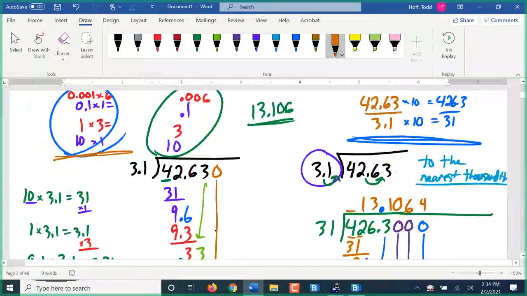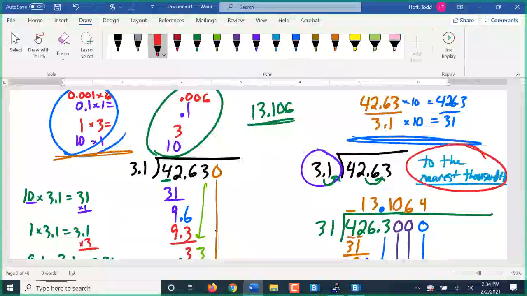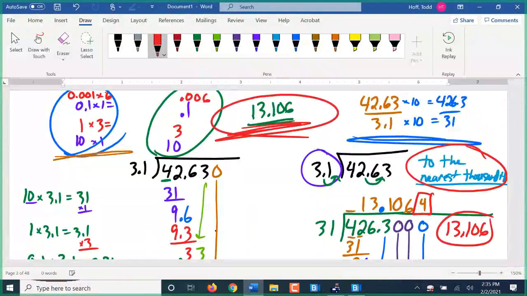The reason we had to go one more digit is when we say to the nearest thousandth, we are rounding to the nearest thousandths, which implies that we have to know the next digit so we know whether we stay there or round up. This next digit being a 4 tells us that stays a 6. This is 13.106, to the nearest thousandth, which is what we had over here doing it the long way.